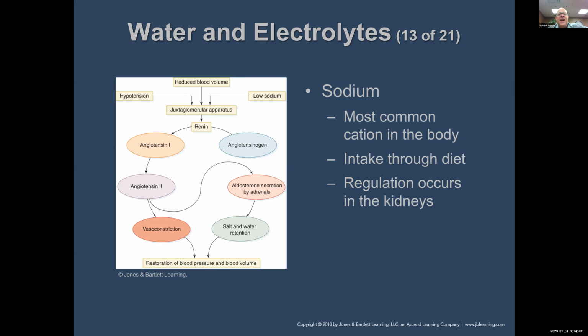Angiotensin 1 gets converted to angiotensin 2. Angiotensin 2 on its own creates vasoconstriction, which helps with the plumbing. And then angiotensin 2 can trigger aldosterone, which gets secreted and triggers the adrenals. And then the adrenals, the steroid, will help retain salt and water.